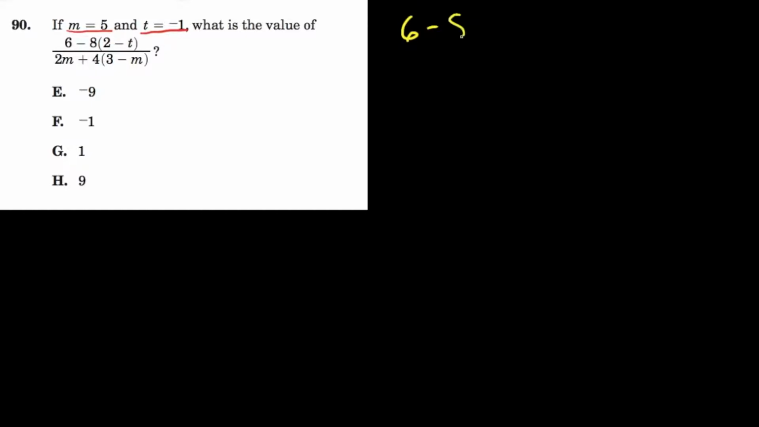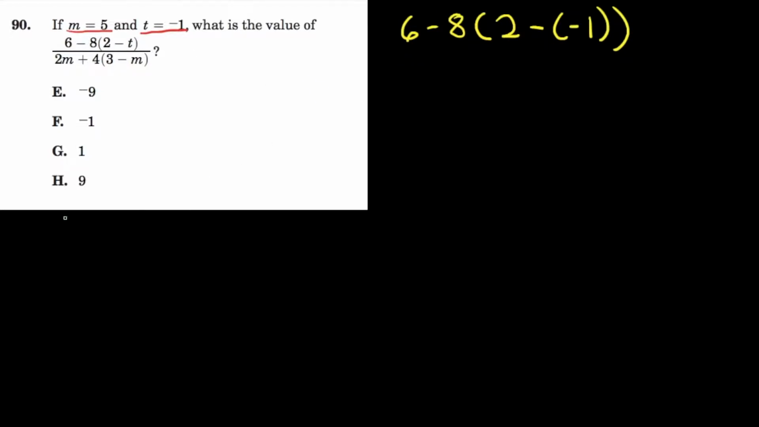6 minus 8 times, and it's good to remember that a number in front of parentheses always means times, 2 minus, and t is -1. And I'm putting that in parentheses so I understand that I'm subtracting -1 because -1 is what I'm plugging in. And I'm just going to stick with the top for now so that we can solve this with PEMDAS, and then I'll move on to the bottom. So that was the only variable, t on the top.